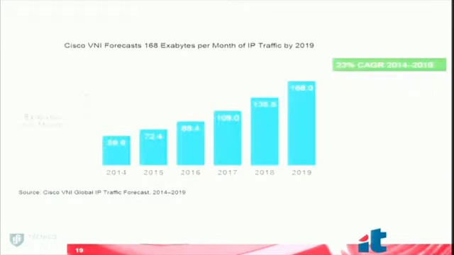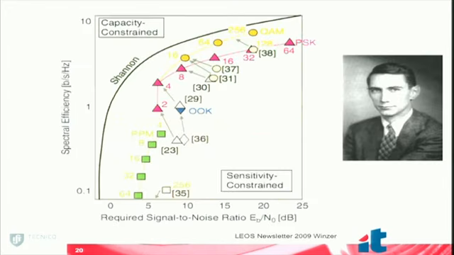And in fact, if we look at some projections about the capacity of all the data communications, this is specifically for the IP traffic, but we see that we have an increase of more than 20% per year in terms of total capacity of the networks. And how close are we to the limit? Well, we cannot increase forever.